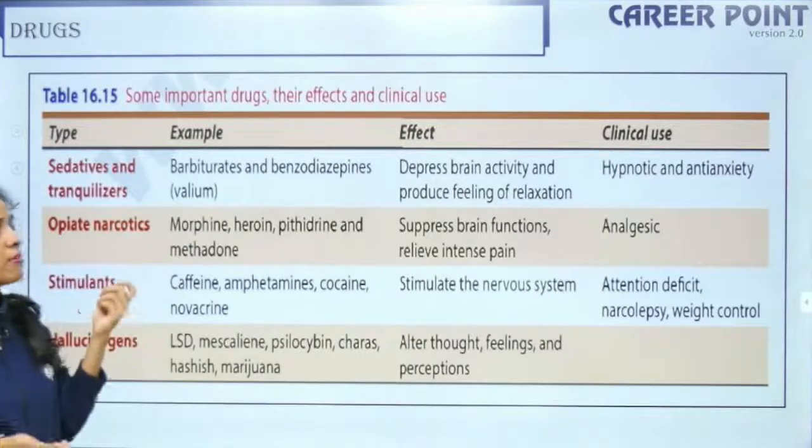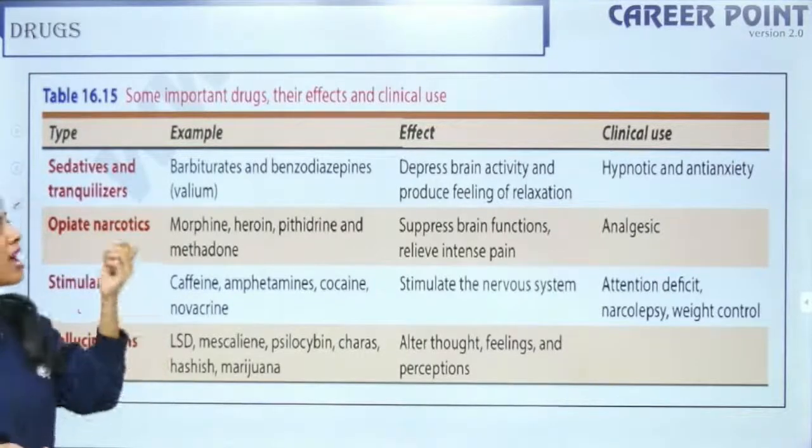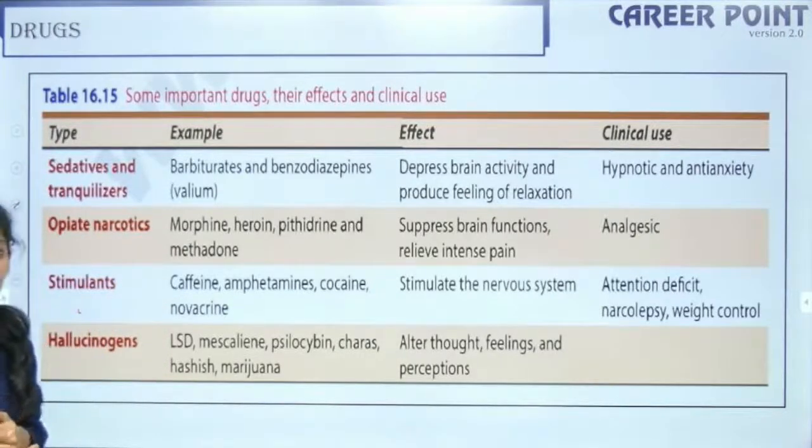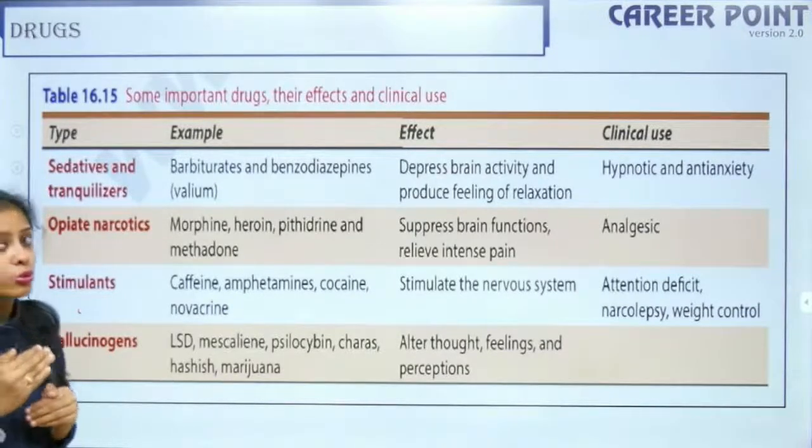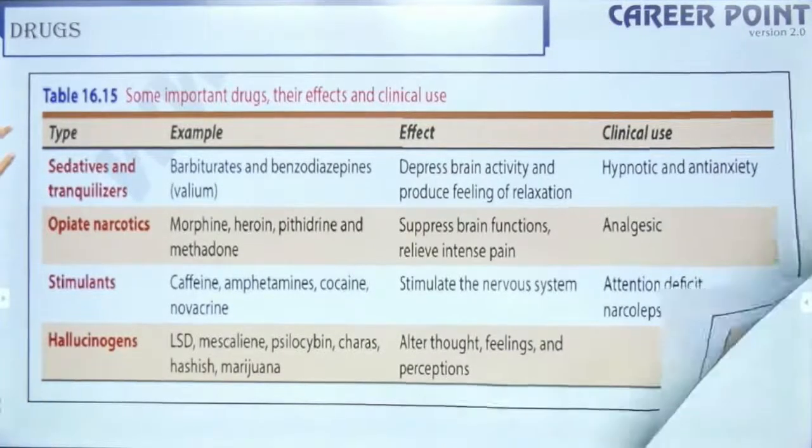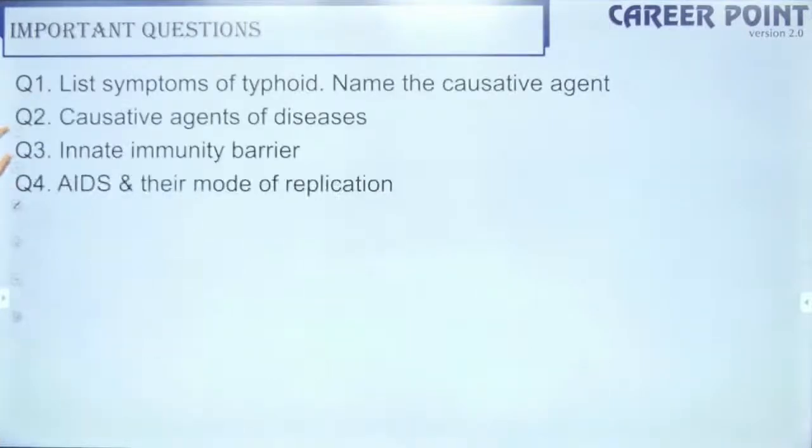So please remember the names, the type and the effect it has, right? And also in your textbook the source is given, so please go through the source. Okay, so with this I have covered this entire chapter. The questions that I find important in this chapter are the symptoms of typhoid, the causative agent of typhoid, the causative agents of diseases. So please make sure you remember all the diseases.